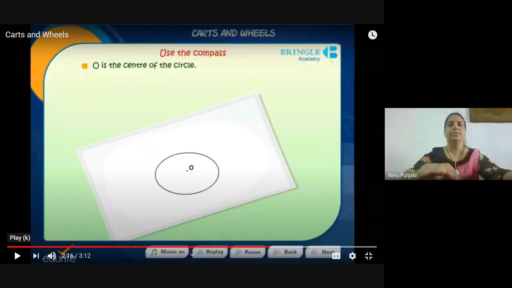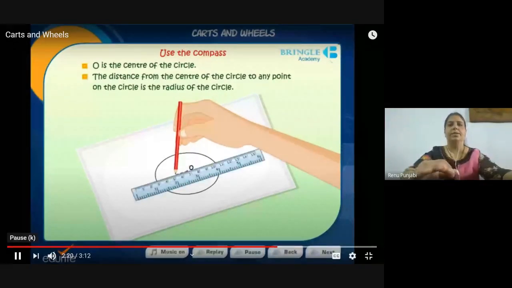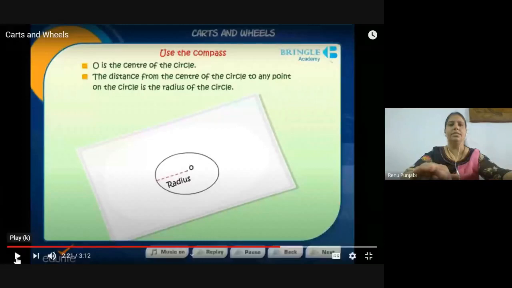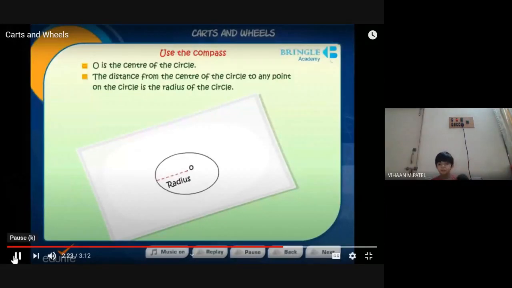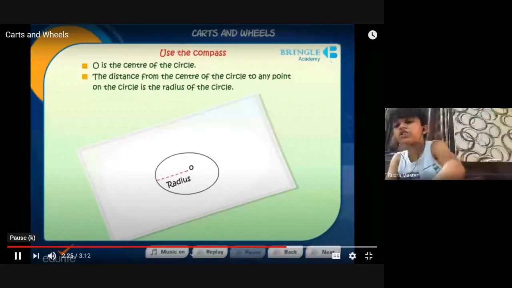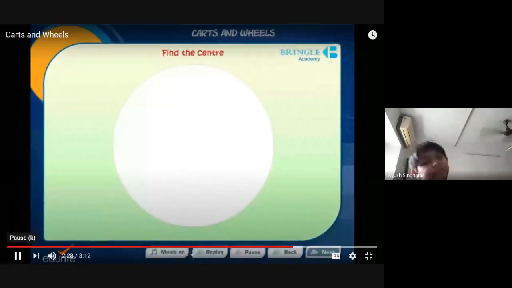Very good. Can you switch off your mics now? The distance from the center of the circle to any point. This is called what? The distance from the center to any point of the circle. Radius. Very good. How do we find the center of the circle?